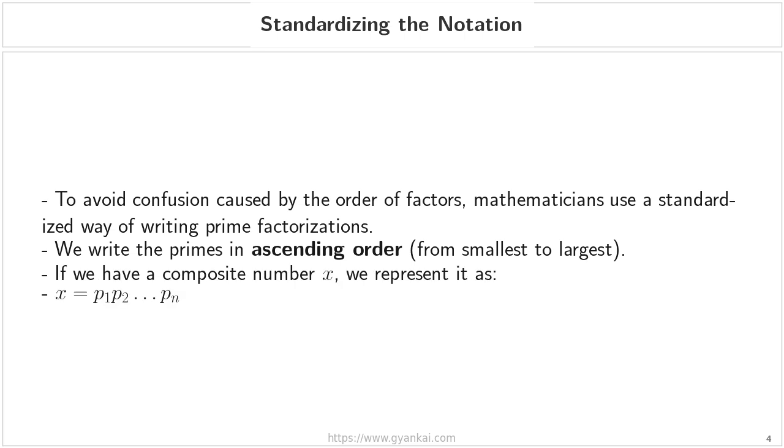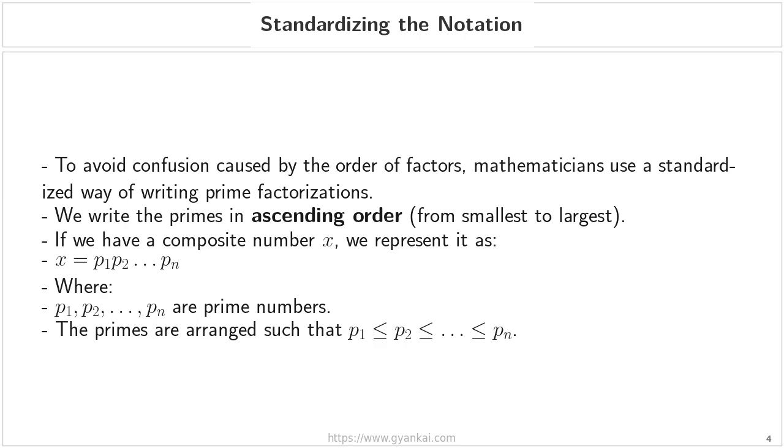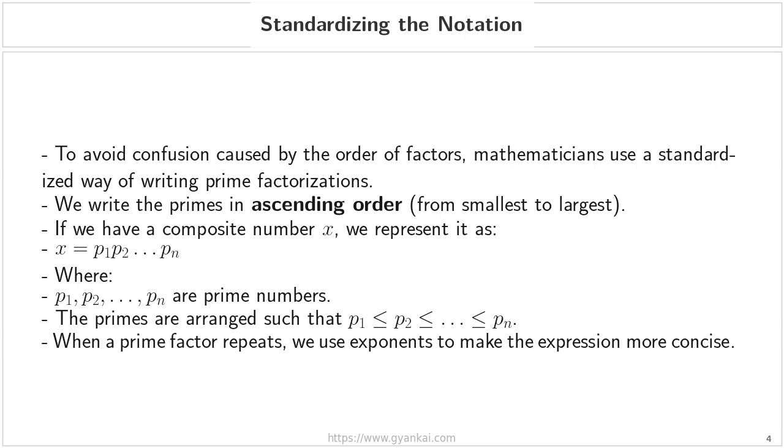To show this formally, if we have a composite number, let's call it x, we represent it as x equals p sub 1, p sub 2, all the way up to p sub n. In this notation, p sub 1, p sub 2, and so on up to p sub n represent our prime numbers. And to be very precise, we arrange them such that p sub 1 is less than or equal to p sub 2, and so on until we reach p sub n. Finally, as you'll see in our upcoming examples with much larger numbers, when a prime factor repeats, we don't want to write it out over and over again. Instead, we use exponents to make the expression much more concise and easier to read.